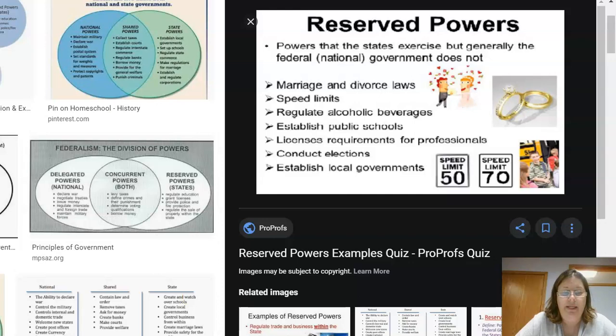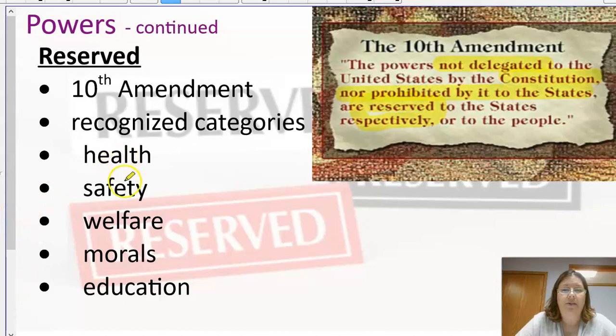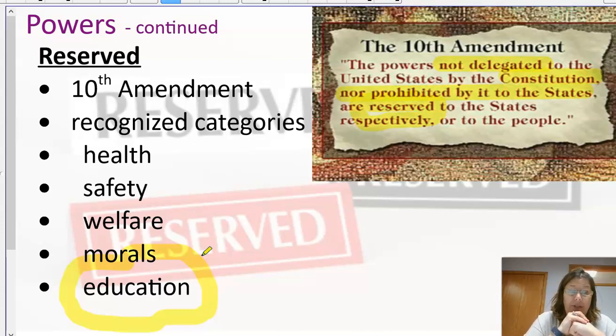I had pointed out that reserve powers are around certain categories like health, safety, welfare, morals, and education. And I think the big one as we start is this one. Nowhere in our Constitution does it say anything about education. And because nothing is in our document about public education, that power became something the states took over. And it still is today. We look at the difference between state standards. We look at the difference between the different states on what kind of testing they do. I've got friends in Texas and Oklahoma. Man alive, some of those standardized tests are insane.